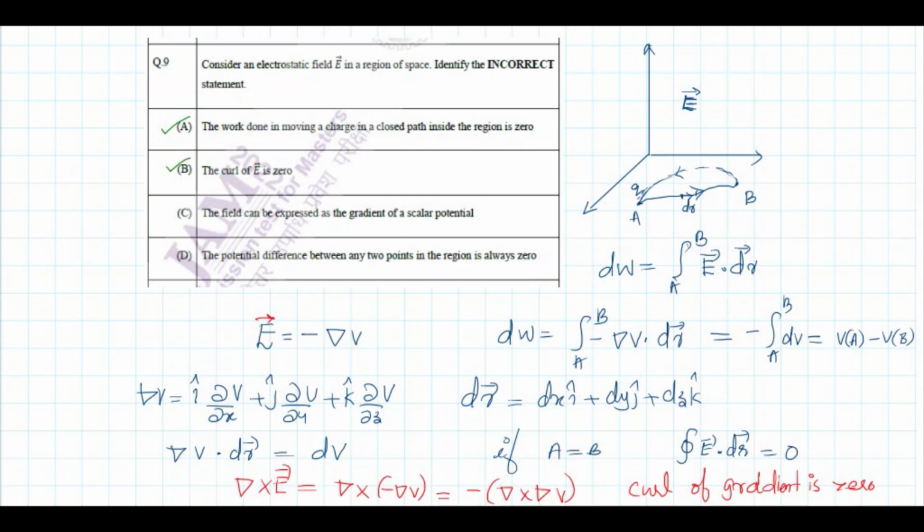The field can be expressed as gradient of a scalar potential. That is also correct. So to identify the incorrect statement, the incorrect statement will be: the potential difference between any 2 points in the region is always 0. Moving on to the next question.